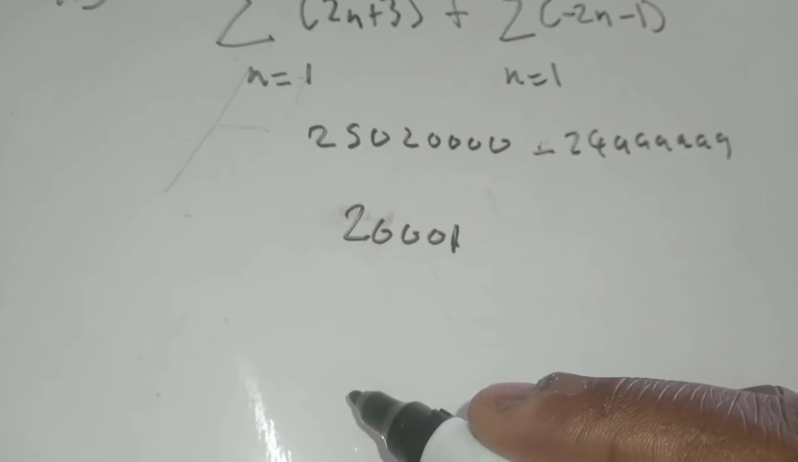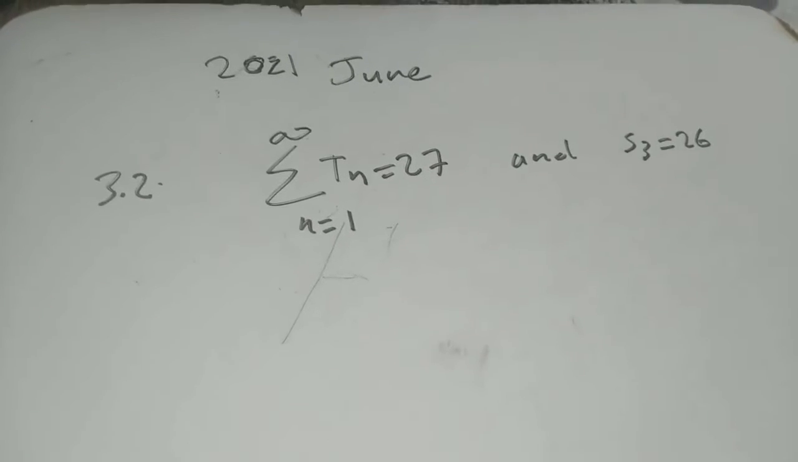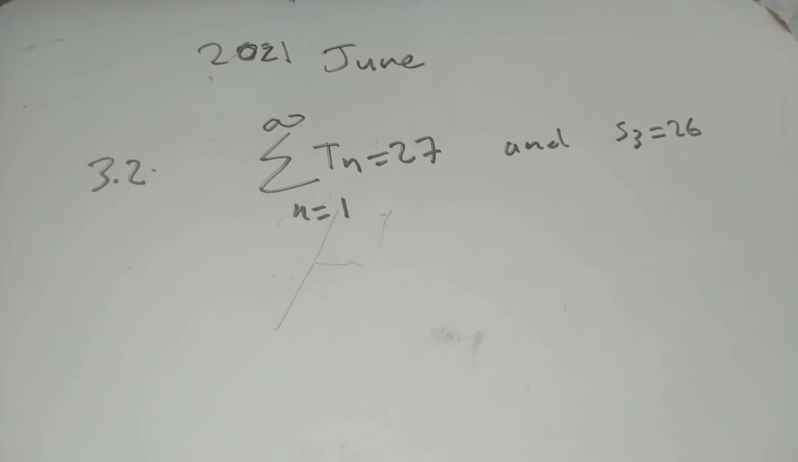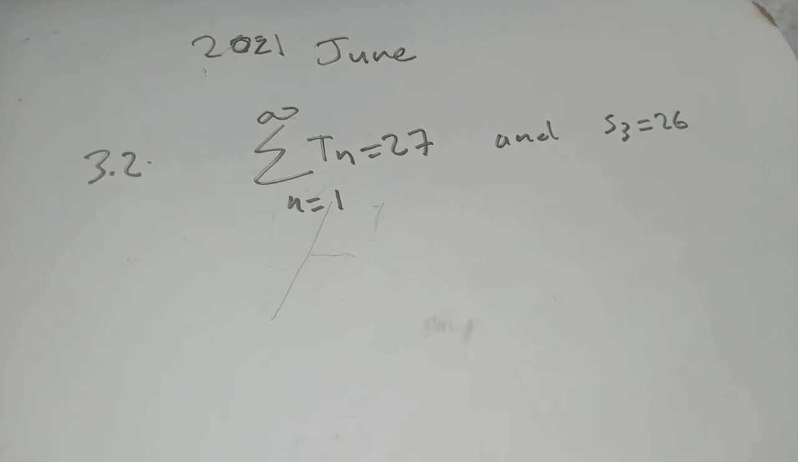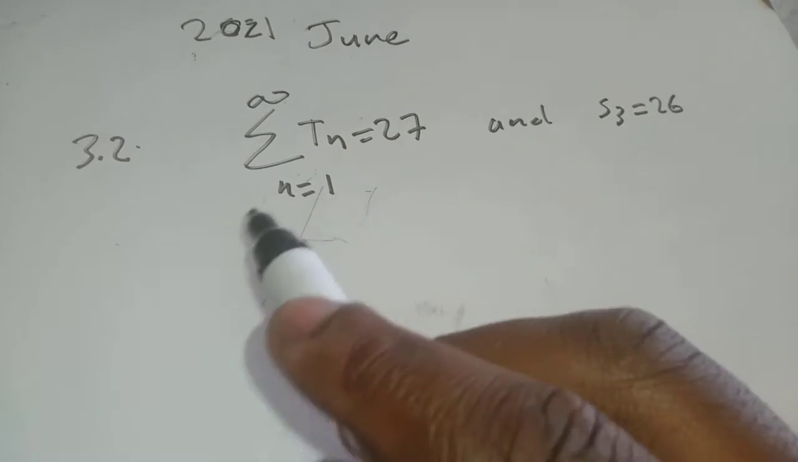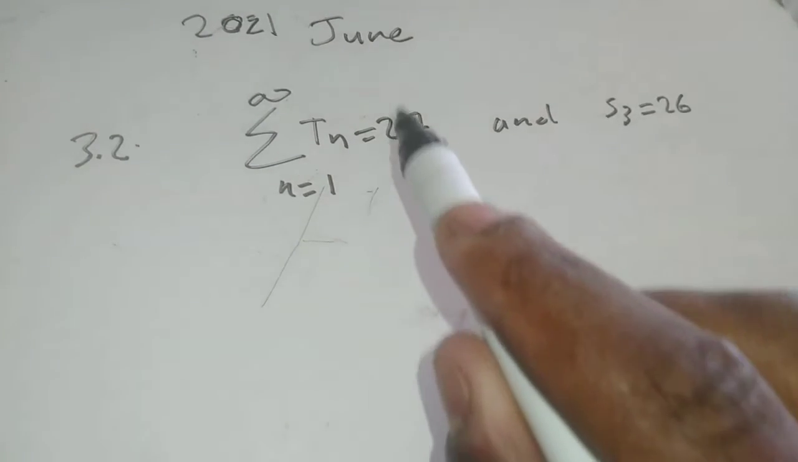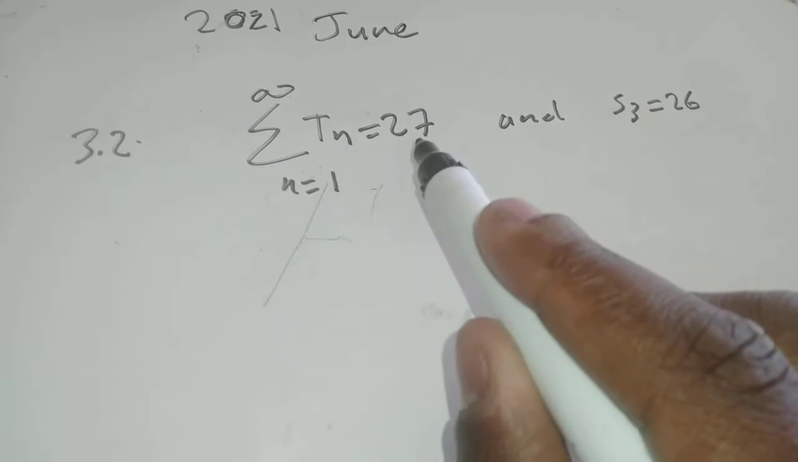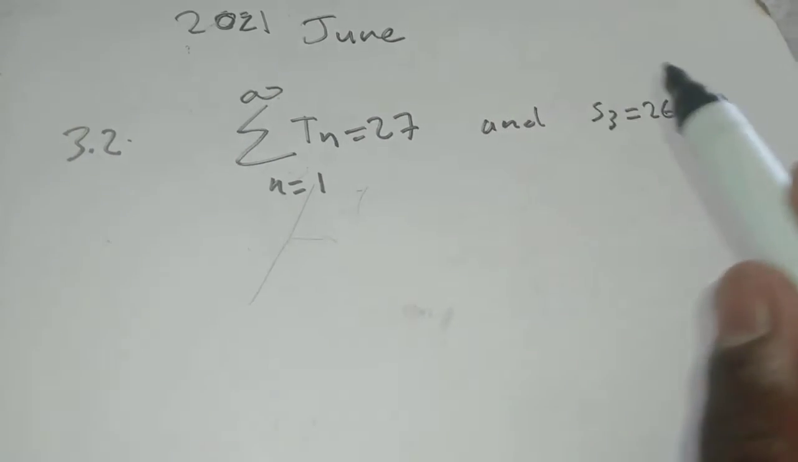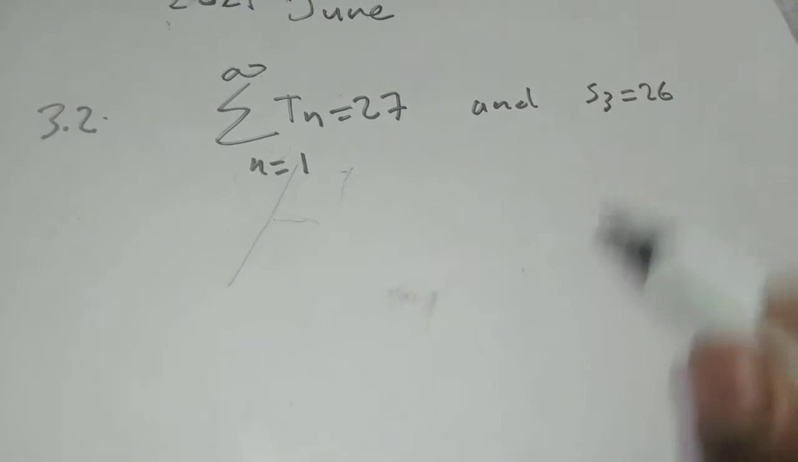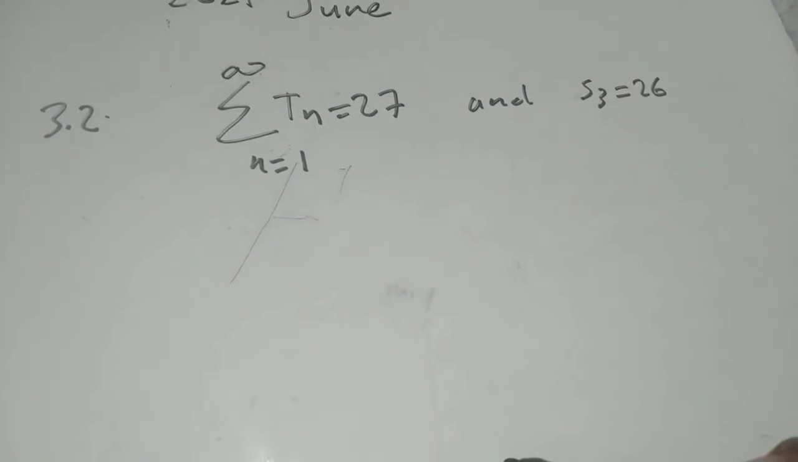All right, let's go to the next one. Now we move on to 2021 June. So they said consider the geometric sequence where the sum to infinity gives you 27 and the sum of the first 3 terms is equal to 26. Then they say calculate the value of r.